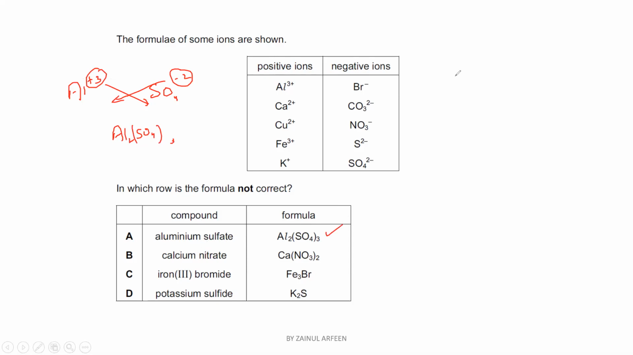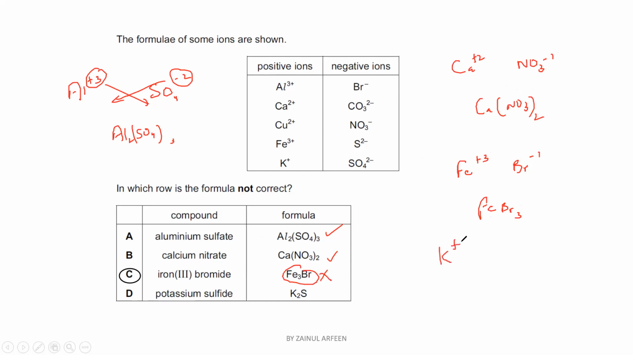Calcium nitrate. So calcium nitrate, calcium is plus 2 and nitrate is minus 1. So we cross multiply, Ca NO3 in a bracket 2. So calcium nitrate is also correct. Iron 3 bromide. So iron is plus 3 and bromide is minus 1. So when you cross multiply, iron 3 bromide formula should be FeBr3, but here it is written wrong. And about potassium sulfide, potassium is plus 1 and sulfide means sulfur, which is minus 2. So when you cross multiply, it should be K2S. So that is also correct. So the formula which is not correct is option C. Is it clear this part?